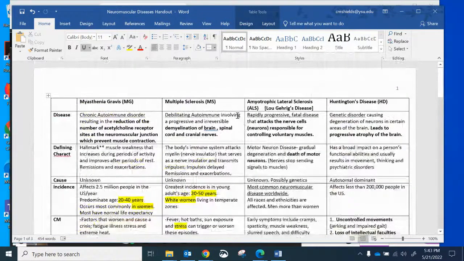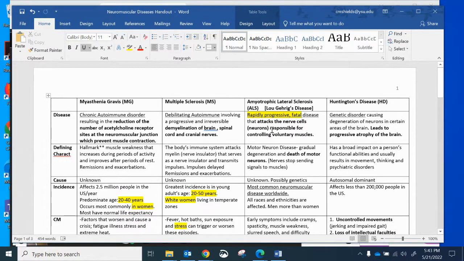Okay, the third one, amyotrophic lateral sclerosis. You know it as ALS or Lou Gehrig's disease. Rapidly progressing. This is rough to have. It's a fatal disease. Okay, it's going to end up being fatal. This is going to kill them. Women can live with MG or MS for many, many years.